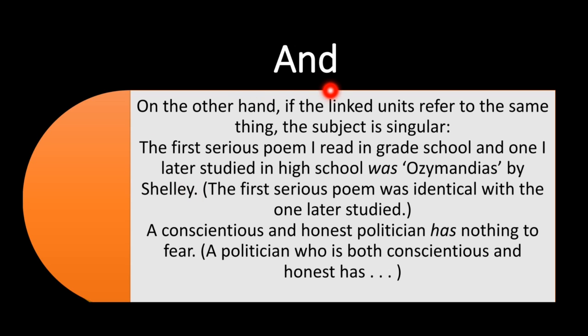Here we have a very important point related to the conjunction and when it is used in subject-verb agreement. On the other hand, if the linked units refer to the same thing, the subject is singular. Let me give you an example. The first serious poem I read in grade school and one I later studied in high school was Ozymandias by Shelley. So the first serious poem was identical with the later one I studied. You can see that the one I later studied and the first serious poem are identical. So that's why I use here a singular verb, that is was, despite using the conjunction and.